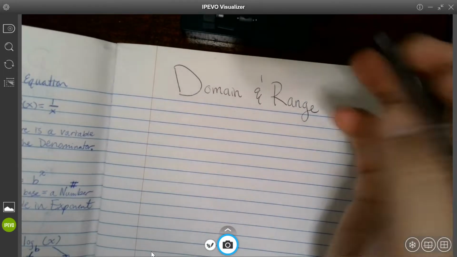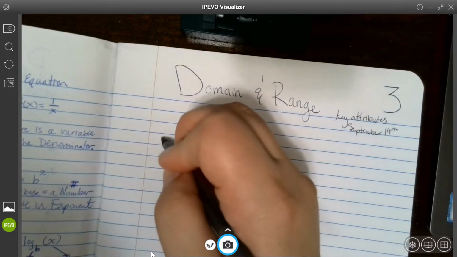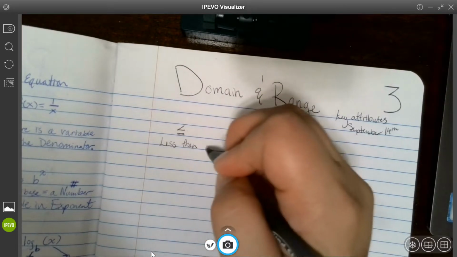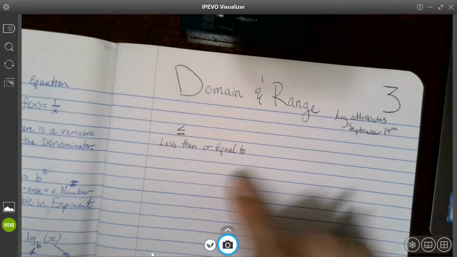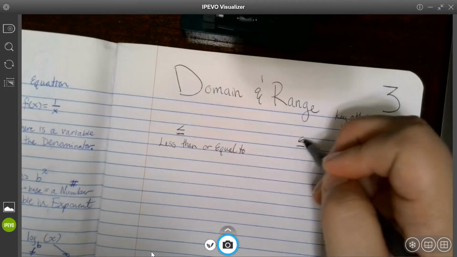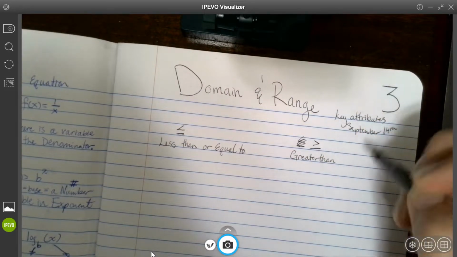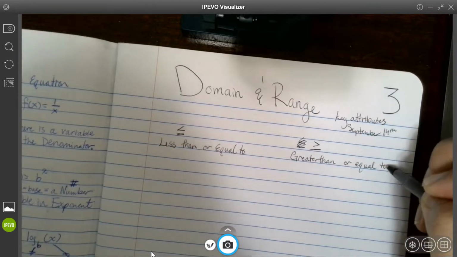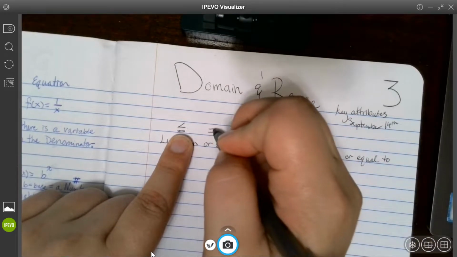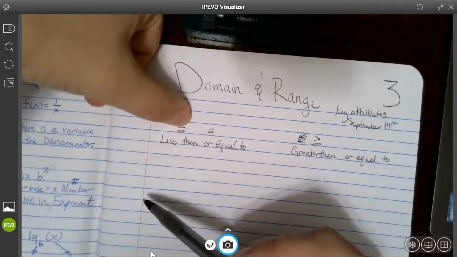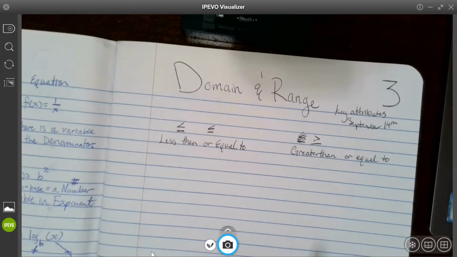So for domain and range, we need to know what all the different symbols mean. So if it's like this, this is less than or equal to. This one is, oh sorry, I did the wrong direction. Greater than or equal to. Notice the line underneath. That comes from an equal sign. If you were to just draw an equal sign, it's already there, it's hidden. There's just this little thing on top. They just combined it into one symbol. You don't have to write that twice. That was purely for you.